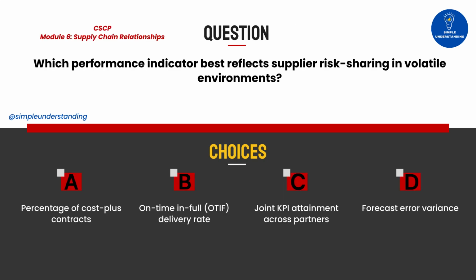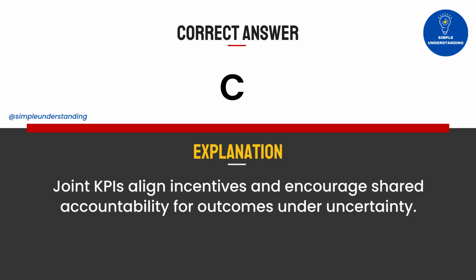10. Which performance indicator best reflects supplier risk sharing in volatile environments? A. Percentage of cost plus contracts. B. On-time in full, OTIF, delivery rate. C. Joint KPI attainment across partners. D. Forecast error variance. Correct answer: C. Explanation: Joint KPIs show both sides are aligned in goals and performance, especially valuable in unstable conditions.